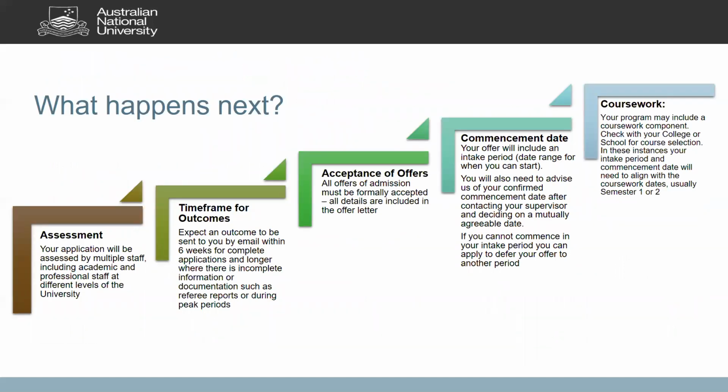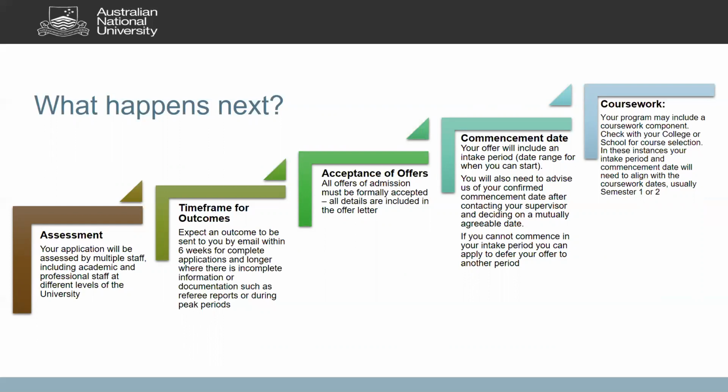Once you have submitted your application, it will be assessed by multiple staff on multiple levels. This will include the GRO office. Expect an outcome to be sent to you by email within 6 to 8 working weeks for complete applications. This may be longer where the application is incomplete or information still needs to be asked for. All offers of admission must be formally accepted. These details and instructions are included on the offer letter.